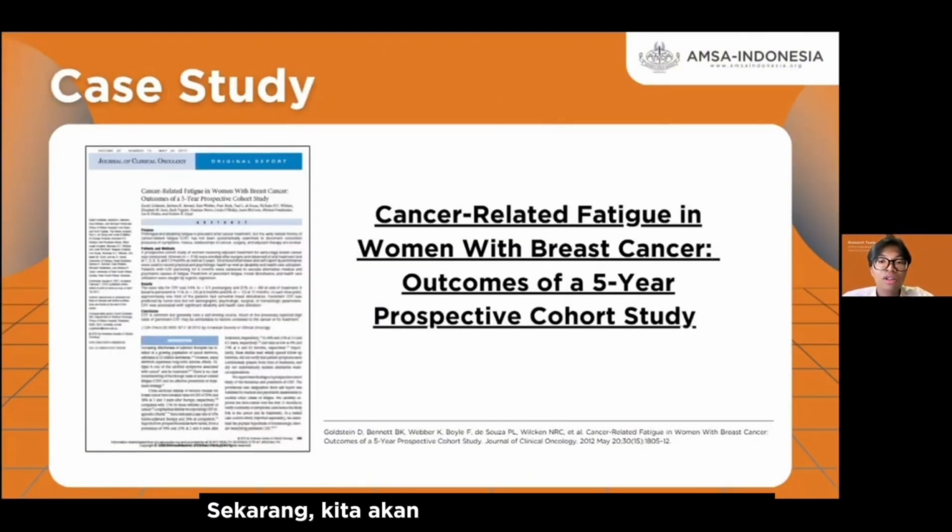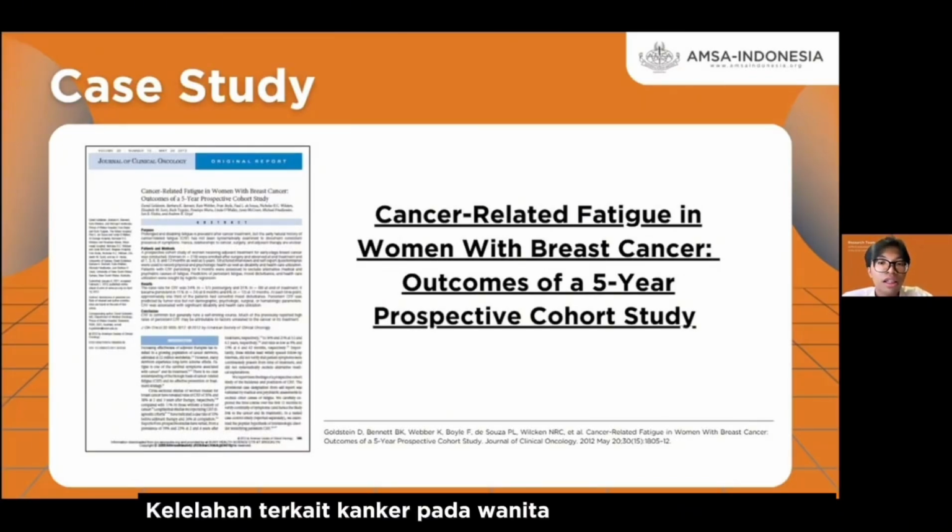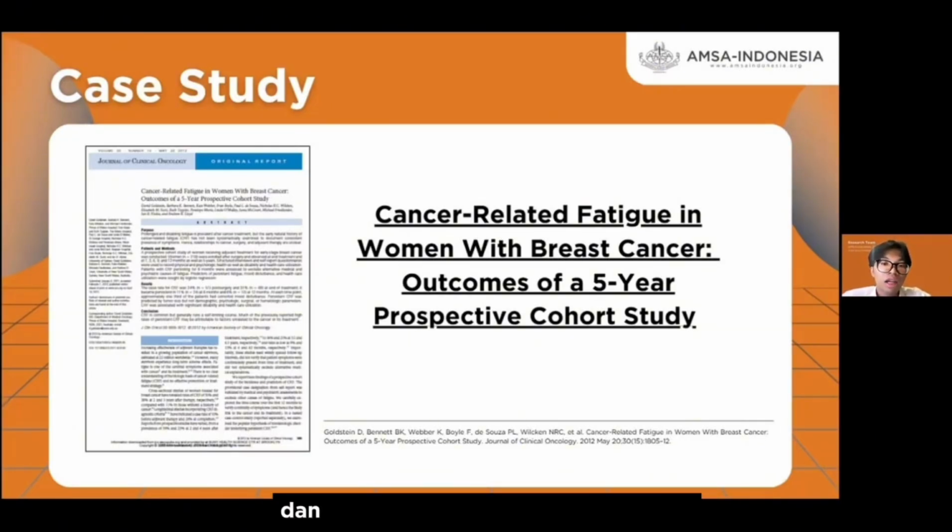Now, we are going to dive into a case study using this journal titled Cancer-Related Fatigue in Women with Breast Cancer, Outcomes of a 5-year prospective cohort study. In general, this study investigates the relationship between breast cancer patients and the outcome of cancer-related fatigue. The data were collected longitudinally, allowing the researchers to evaluate persistent fatigue following therapy over a certain period.